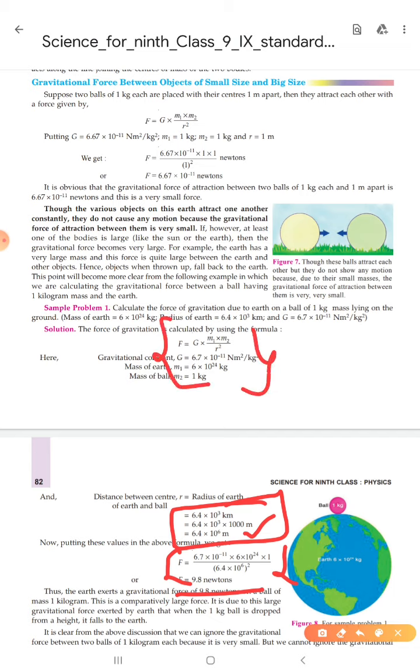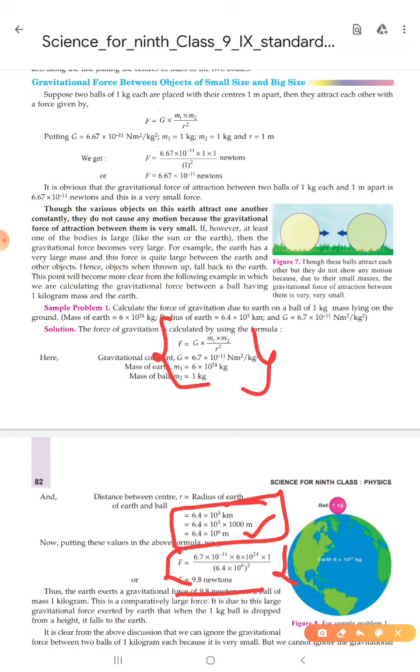You should know there is a law called the universal law of gravitation. According to that law, every object in the universe attracts each other with an attractive force, a gravitational force. That force depends on two things. Number one, the masses of the bodies, and number two, the distance between them. So we can easily find out the force of attraction between two objects.